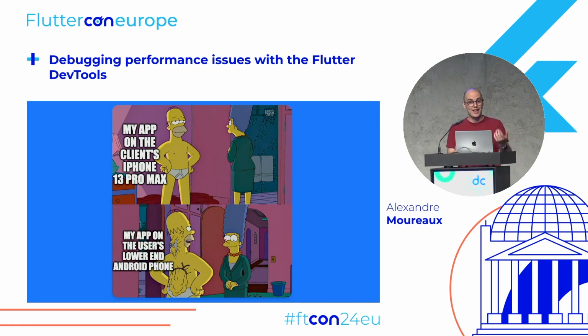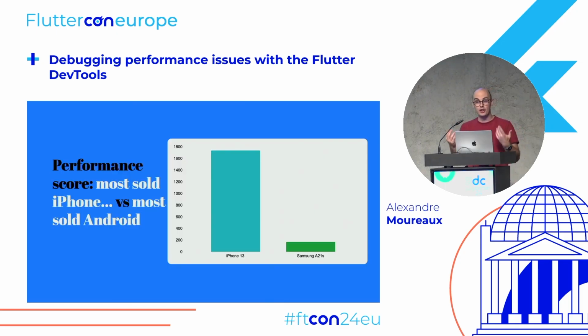Of course, there can actually be a massive difference between average iOS phones and average Android phones. A website called Geekbench actually benchmarks the performance of devices, and the result is that the most sold iPhone in the world in 2022 can run your Dart code 10 times faster than the most sold Android phone in 2022, which is insane. So you really have to take into account low-end devices.